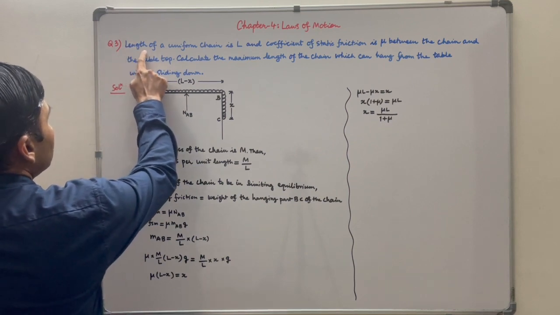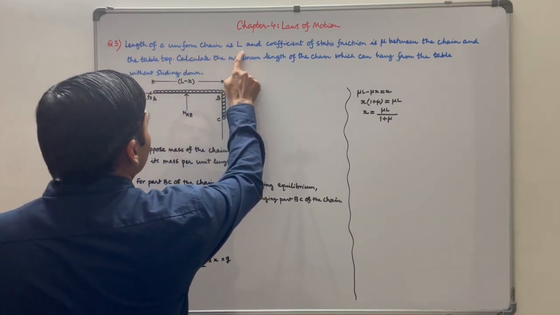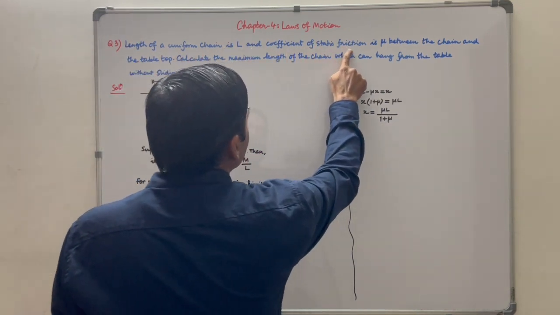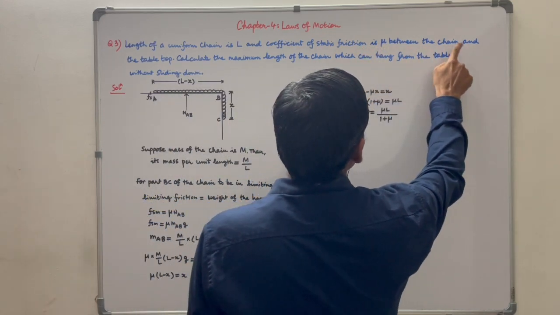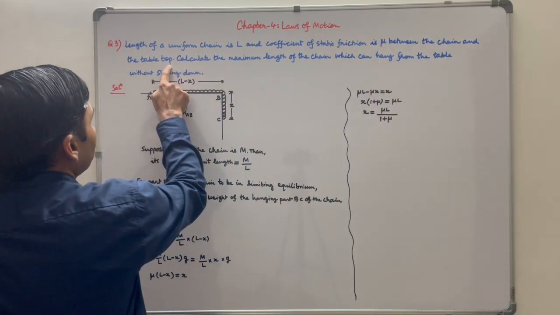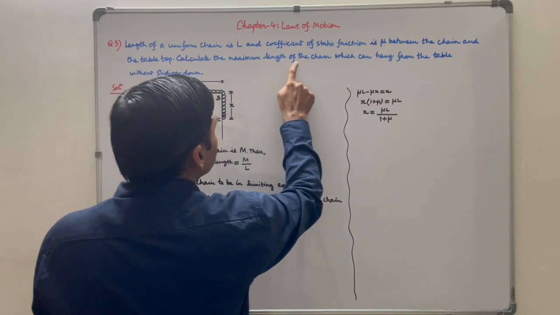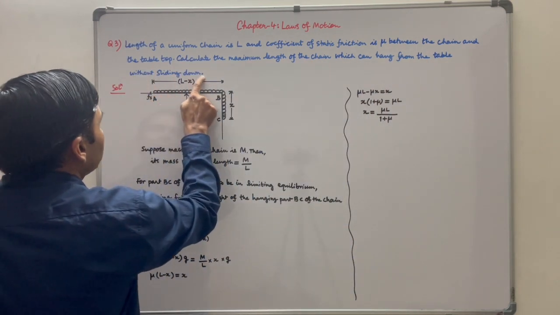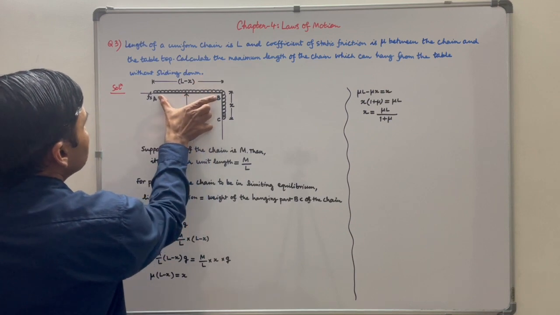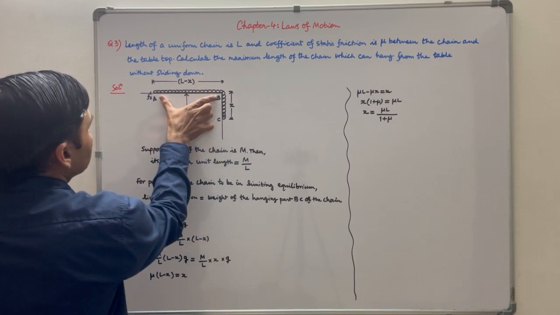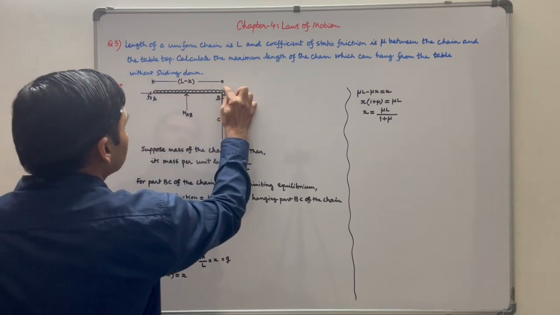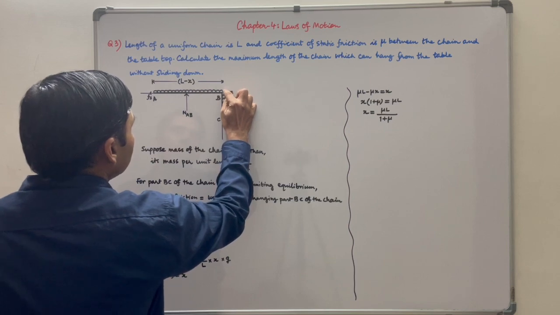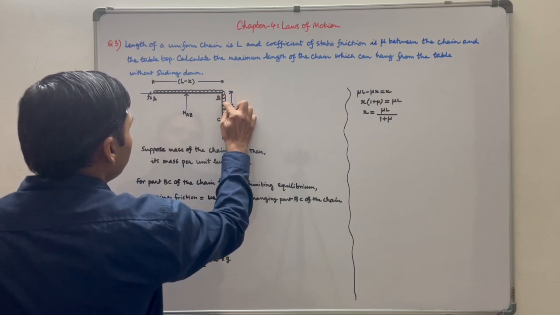Third question, length of a uniform chain is L and coefficient of static friction is mu between the chain and the tabletop. Calculate the maximum length of the chain which can hang from the table without sliding down. Suppose initially chain was completely on the table. You hold its one end and start dragging it down the table slowly.